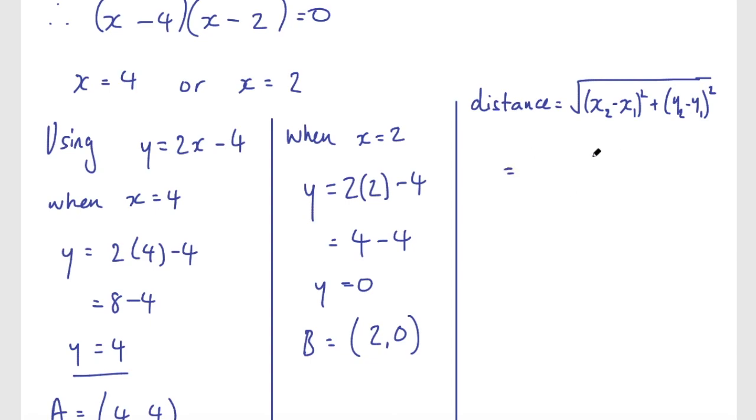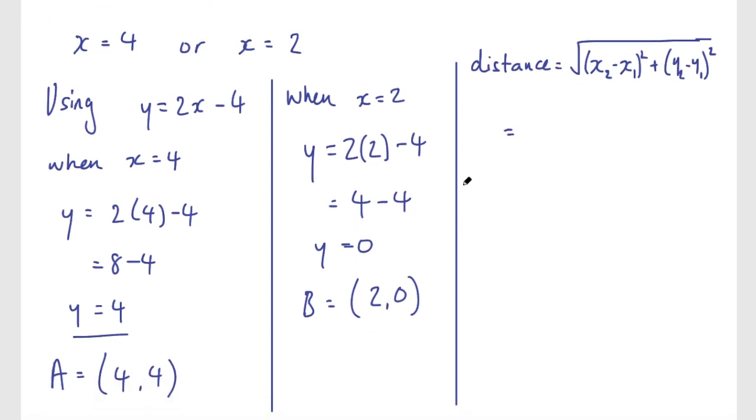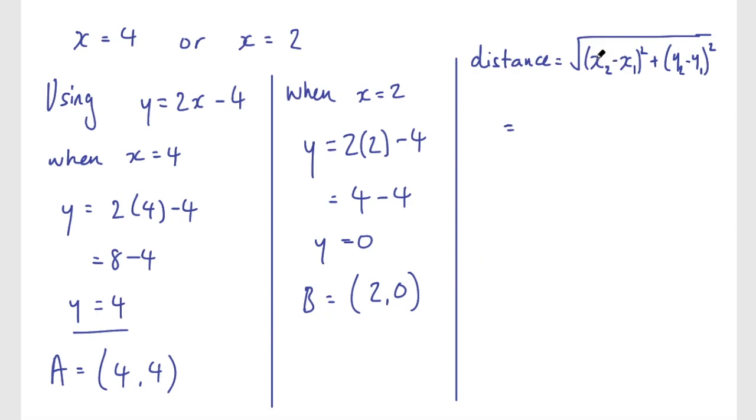So now we just need to plug in the coordinates from the 2 points. So x2 here will be 4. So x2 is 4 and x1 is 2. And then y2 is 4 and y1 is 0. And then square those. So I've just plugged everything in.